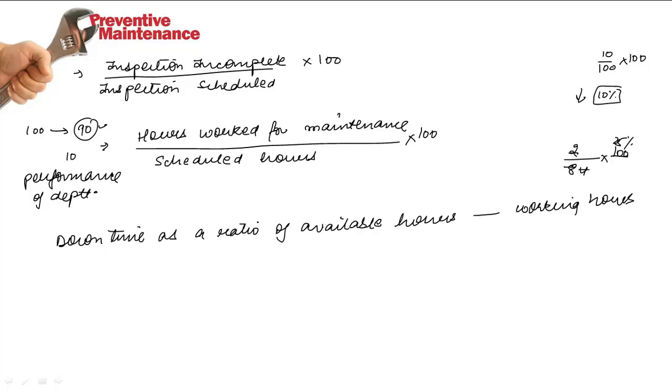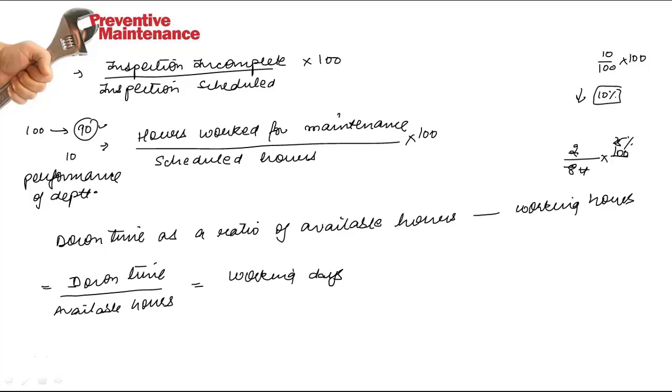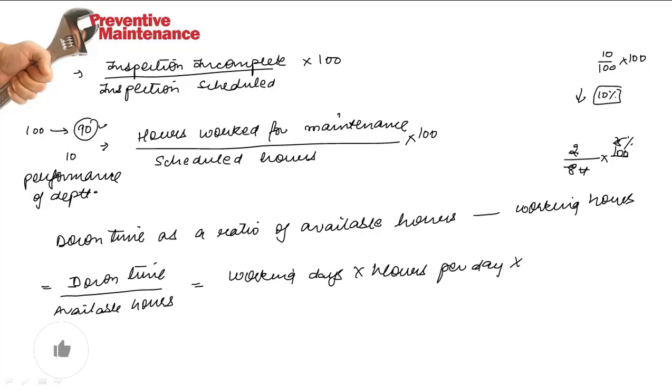This is derived by a formula. Downtime means your machine was down for a particular time. That is downtime. Downtime upon available hours. So this is going to be working days into hours per day into number of machines. So this is going to be the ratio.